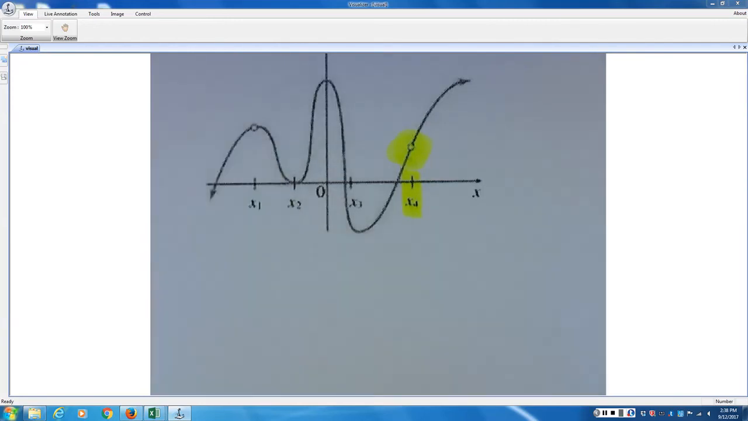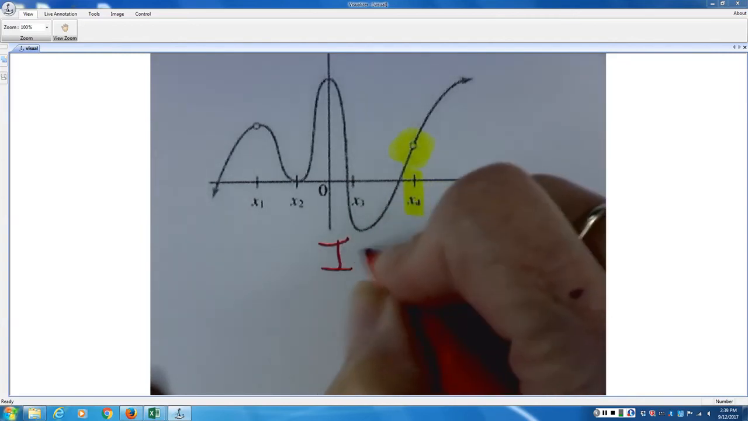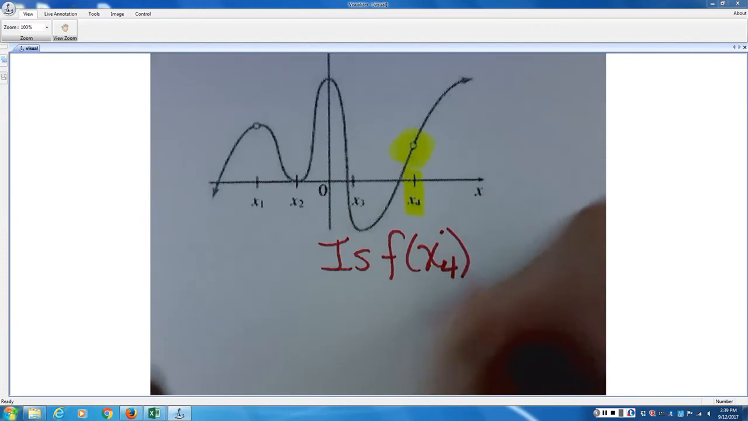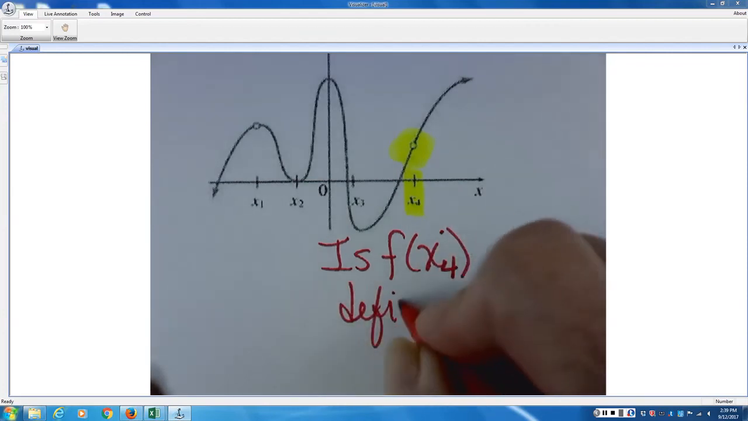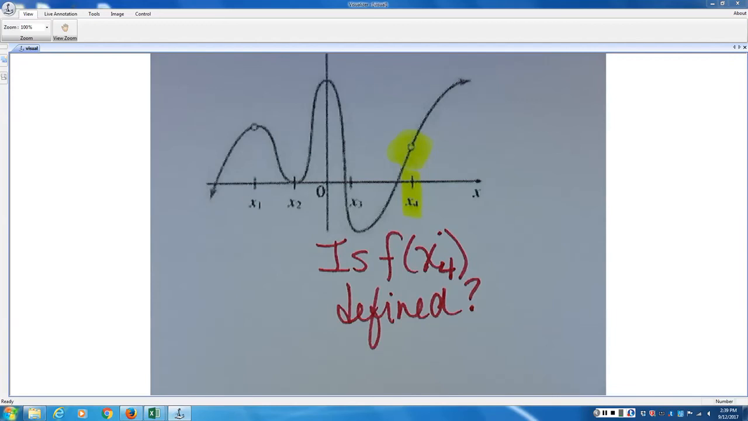Exactly. What's the first step? What's your first continuity test? Is f of x sub 4 defined? Can you find f of x sub 4? No.